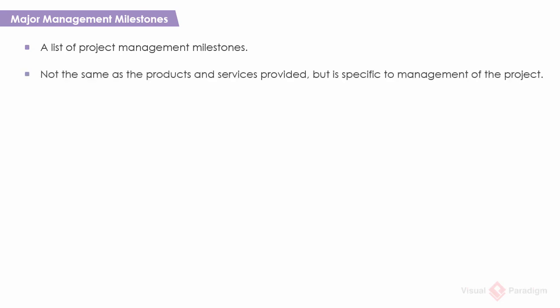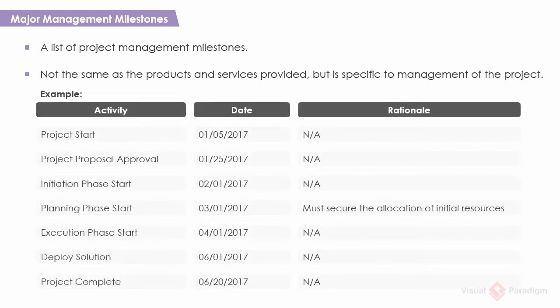Major management milestones is a list of project management milestones and deliverables. Note that this list is not the same as the products and services provided, but is specific to management of the project. Examples of a project management milestone include activities like project start, project proposal approval, project initiated, etc.